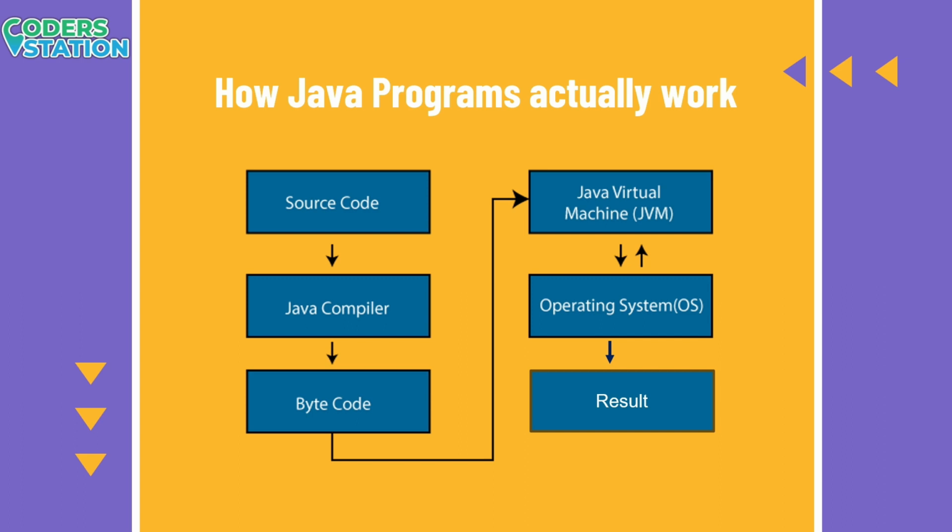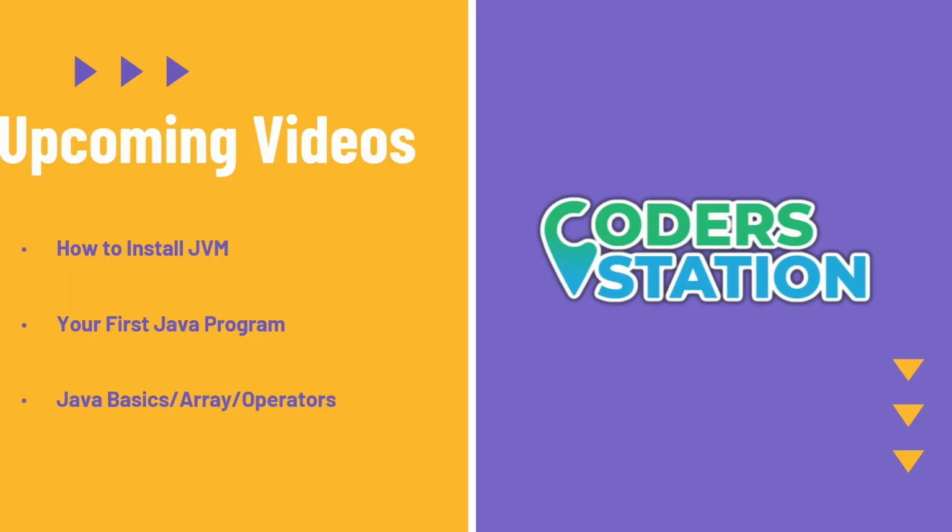The Java program runs on the operating system, utilizing the resources provided by the JVM and the underlying hardware, and it produces the desired output or performs the intended task as defined in the original Java source code. So with this, I'd like to wrap up this short video about JVM and JIT in detail, as these are very important components of the Java programming language.